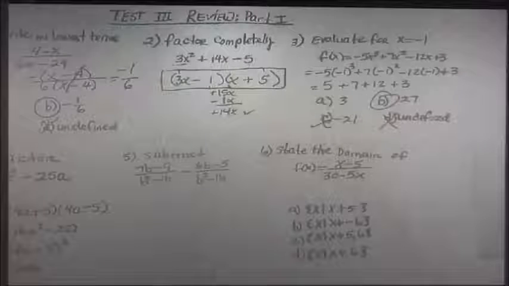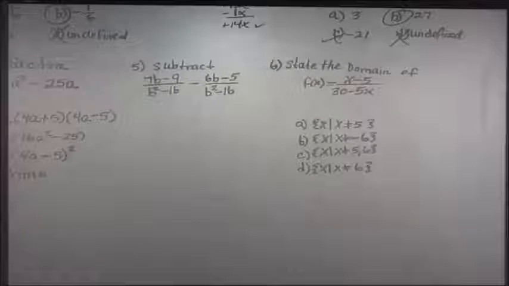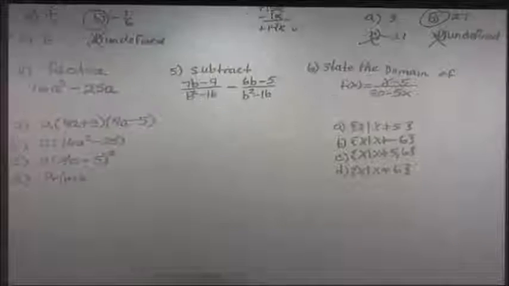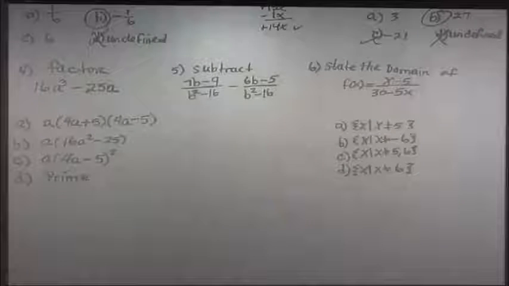So making sure we remember what we know. Number 4, it says factor. And they give us 16a to the 3rd minus 25a. What's the first thing we need to do when we're factoring this? Okay, we're going to take out the a.